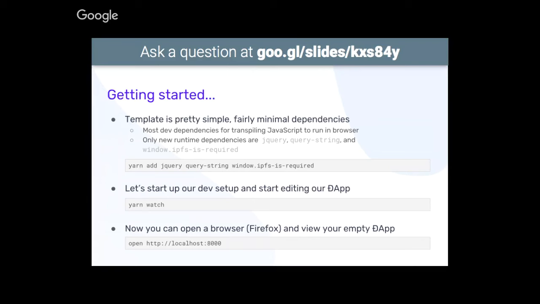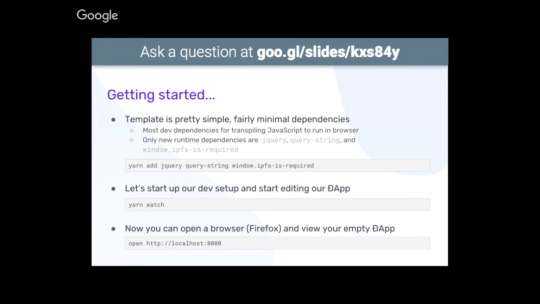So once you've done that, the template itself is actually pretty simple, and we have fairly minimal dependencies in there. Most of the dev dependencies that are already in there are just for transpiling JavaScript to run in the browser. The only new runtime dependencies that we have are jQuery, something called query string, and window.ipfs is required.